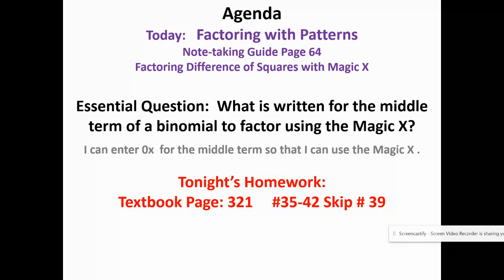What is written for the middle term of a binomial to factor using the magic X? And by the end of this lesson, you should be able to say that you can enter 0x for the middle term so that you can use the magic X.